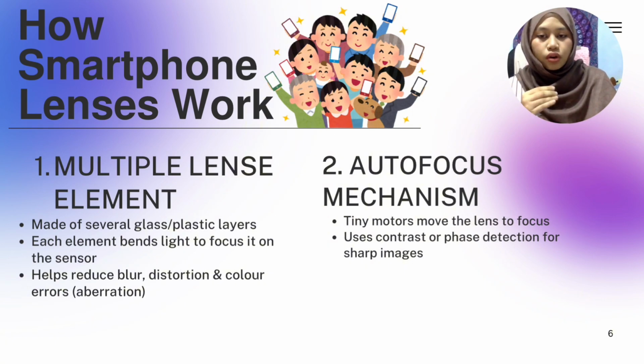The camera uses one of two methods, contrast detection or phase detection. Contrast detection looks at how sharp or blurry the image is and tries to find the best focus. Phase detection is faster. It compares light from two angles and calculates where the focus should be. Thanks to autofocus, our photos come out sharp even if we're moving or taking close-ups.